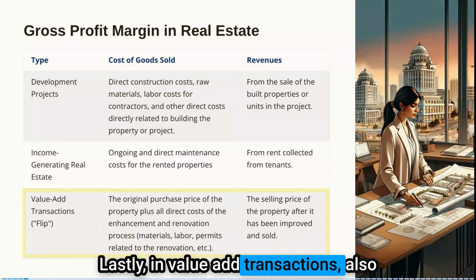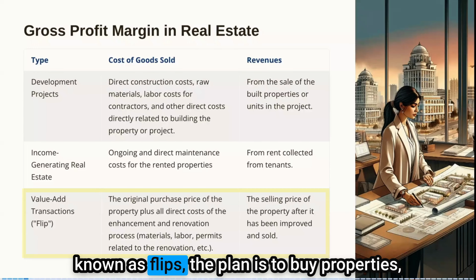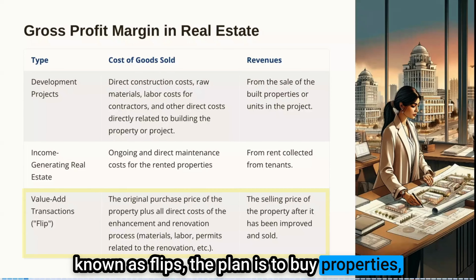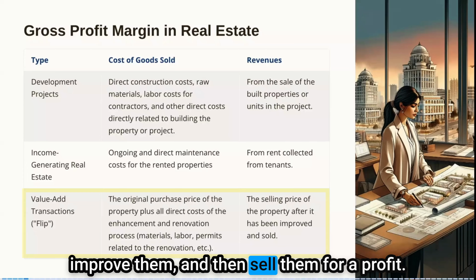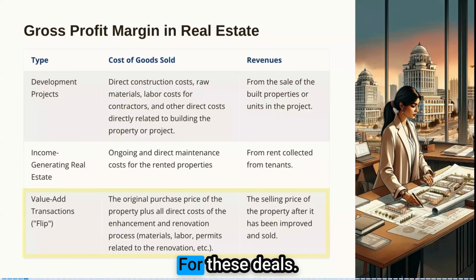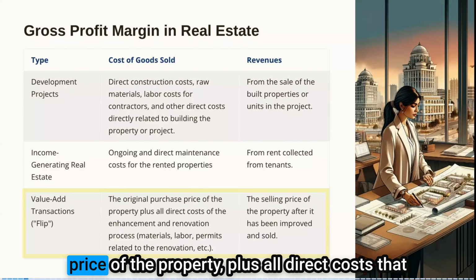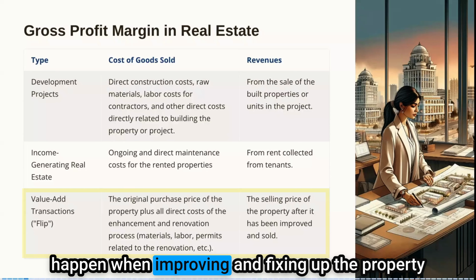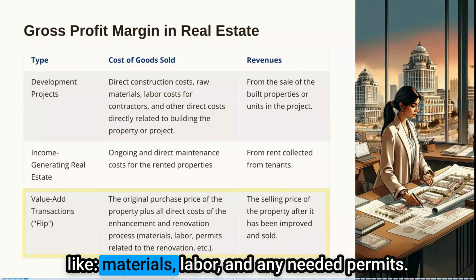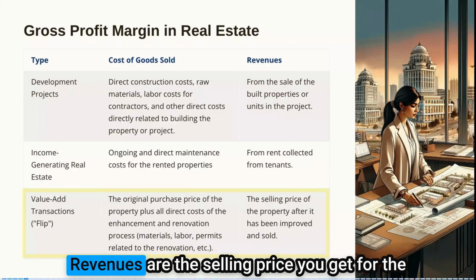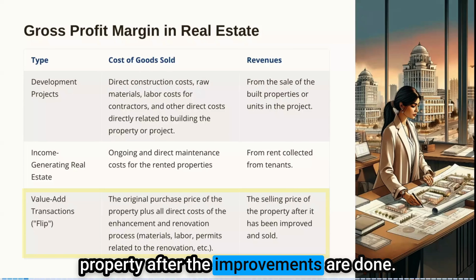Lastly, in value add transactions, also known as flips, the plan is to buy properties, improve them, and then sell them for a profit. For these deals, the cost of goods sold is the original purchase price of the property plus all direct costs that happen when improving and fixing up the property, like materials, labor, and any needed permits. Revenues are the selling price you get for the property after the improvements are done.